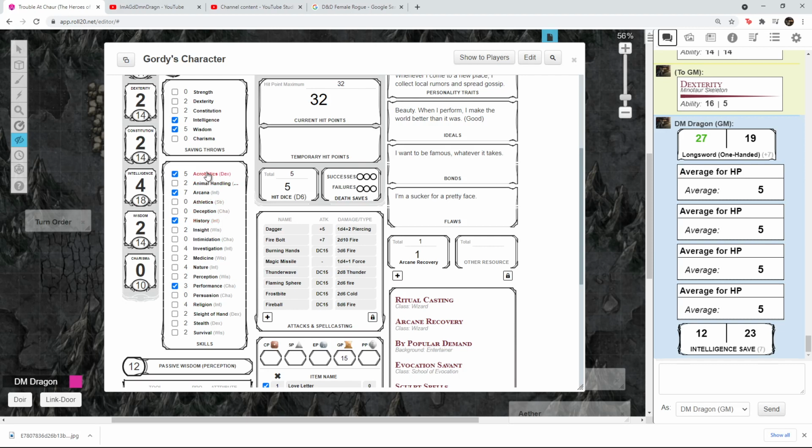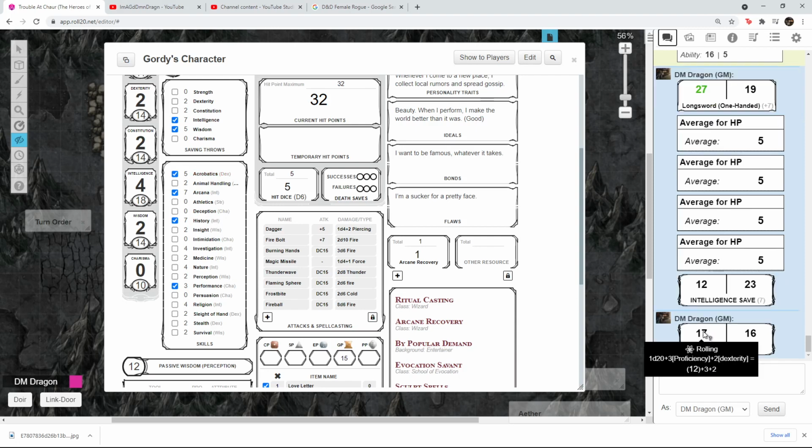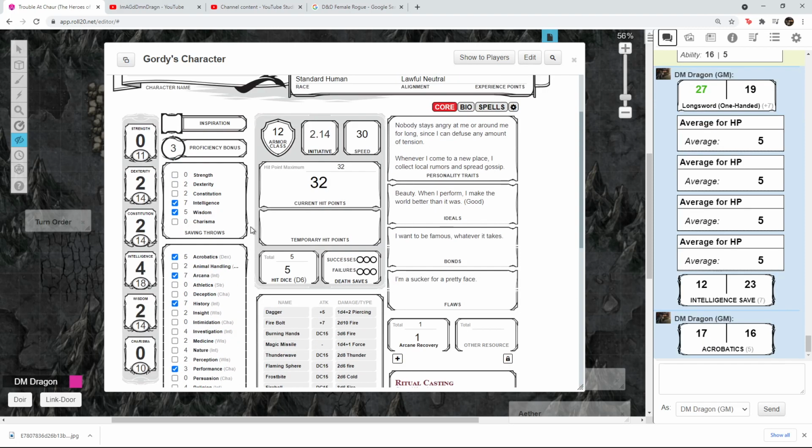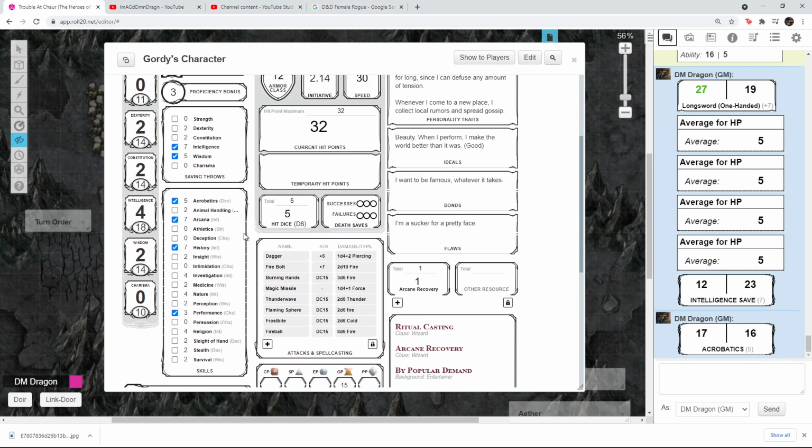So, for instance, acrobatics, maybe there's a rope going across a chasm, boulders coming towards you, and you go, oh god, I gotta get across this rope quick. So you attempt to tightrope walk. You'd roll an acrobatics check. In this case, Gordy did pretty well. This wizard can balance on ropes.